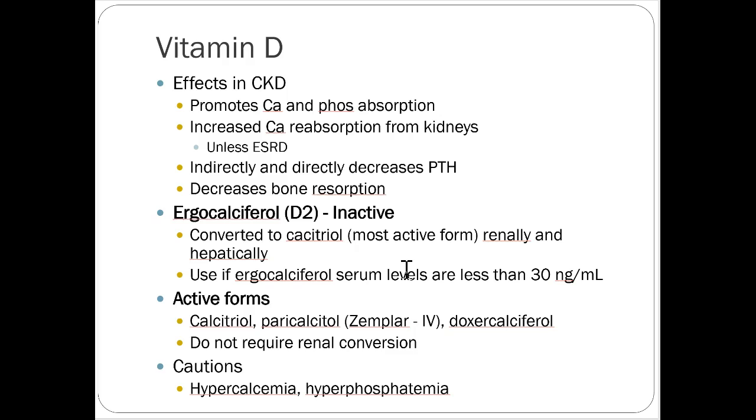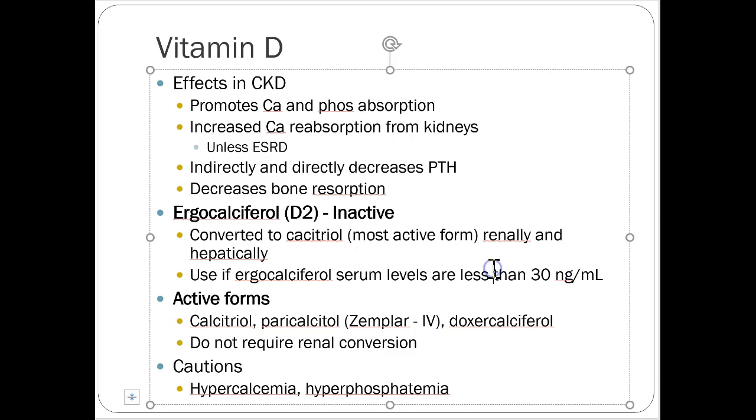There's a couple forms to think about. So ergocalciferol is D2, which is the inactive form of vitamin D. It's converted to calcitriol renally and hepatically, and you use this if your ergocalciferol or vitamin D2 serum levels are less than a certain benchmark. The thing to remember is if you give ergocalciferol, your ability to convert it into the active form is really limited in CKD patients because it's primarily done in the kidneys. So something to consider. Usually we don't use inactive vitamin D in CKD patients for that reason.